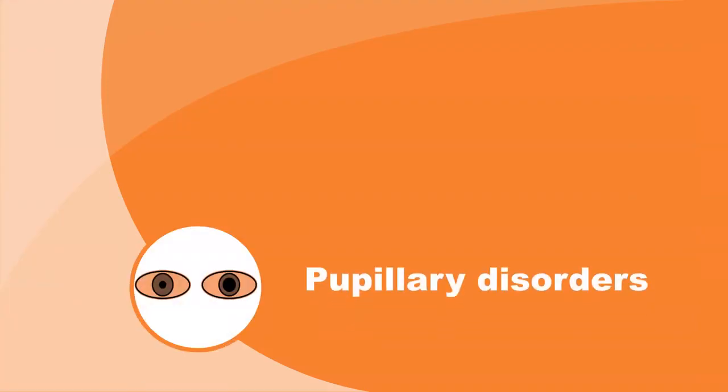Now let's move to after optic neuropathies. The next topic is the pupillary disorders. So pupillary disorders, we are talking about the lesions affecting the optic nerve causing abnormal pupil size leading to anisocoria.